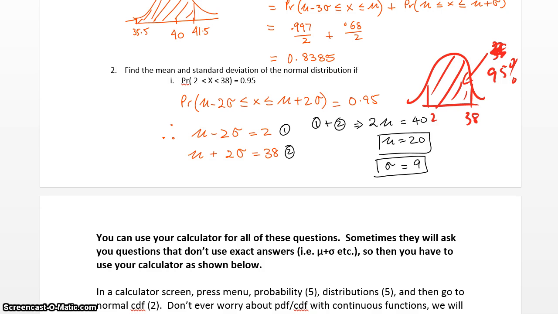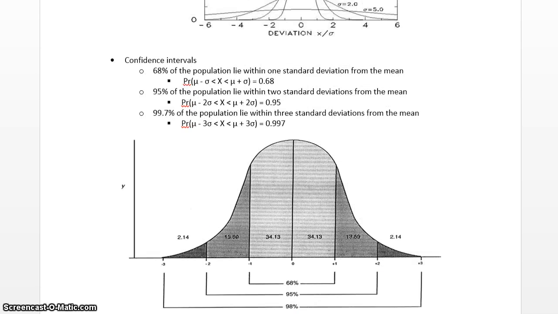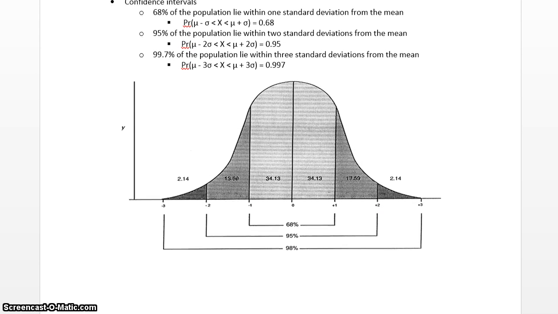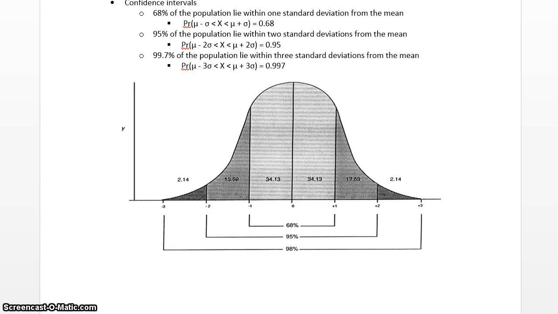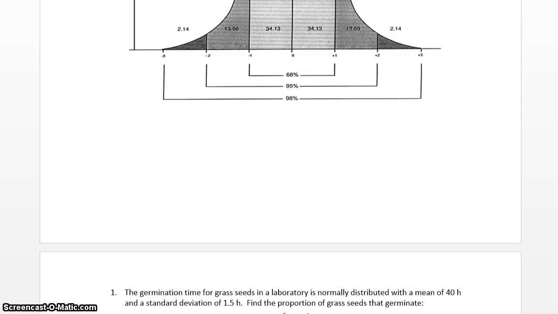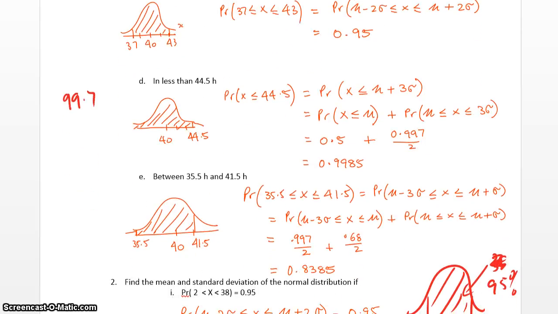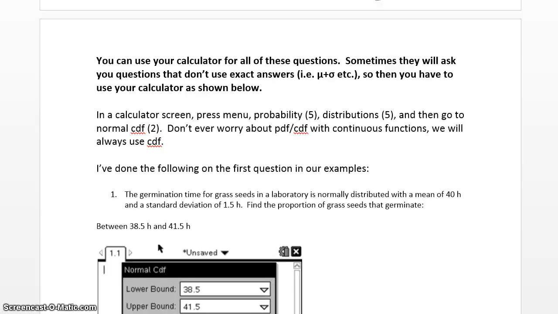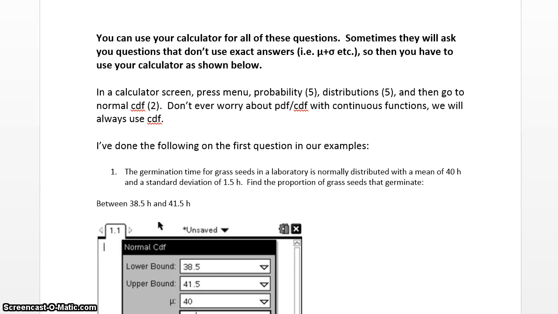In the first video I showed you how to use the confidence intervals, like we've seen before, to try and work out the percentages between 1, 2 and 3 standard deviations either side of the mean. In this video I'm going to show you how to use your calculator in order to get these answers exactly. So you can use your calculator for all of these types of questions.